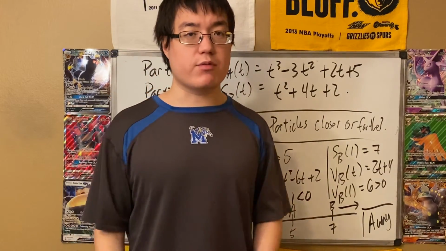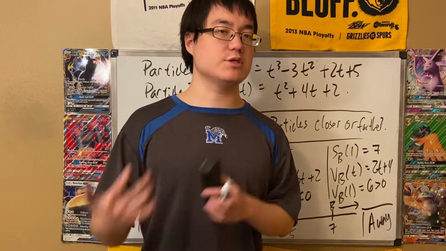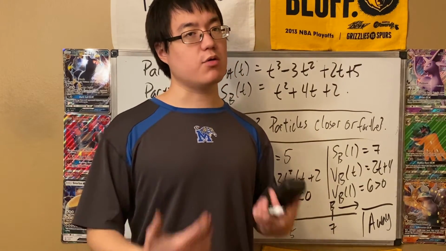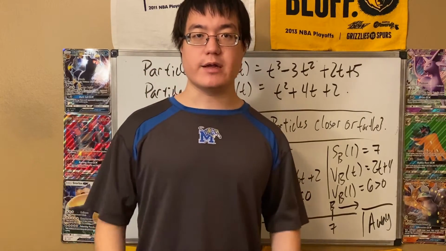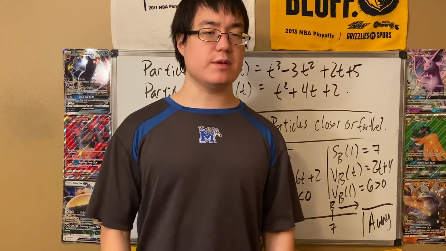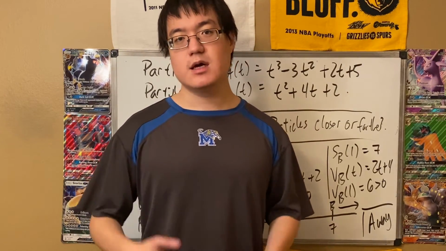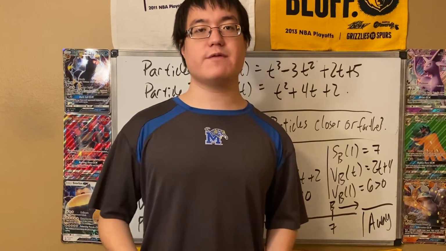We did talk about several rules. We talked about particle moving forward and backward, particle at rest, particle change direction. Then we talked about total distance, where we found velocity and did the formula of the absolute value of S of B minus S of A. Then we talked about speeding up, slowing down. A particle is speeding up when velocity and acceleration have same signs. A particle is slowing down when velocity and acceleration have different signs.